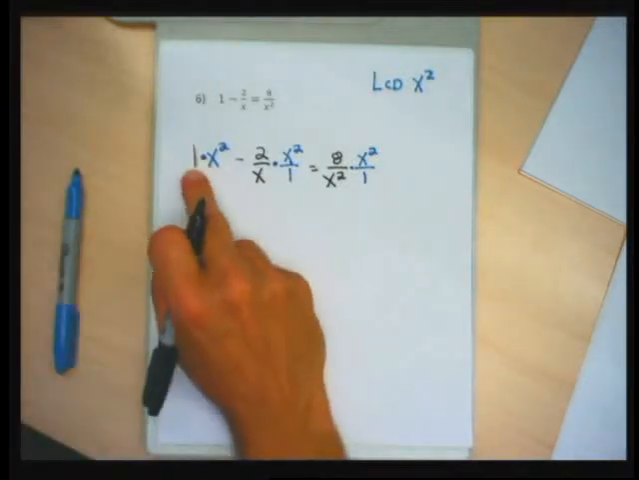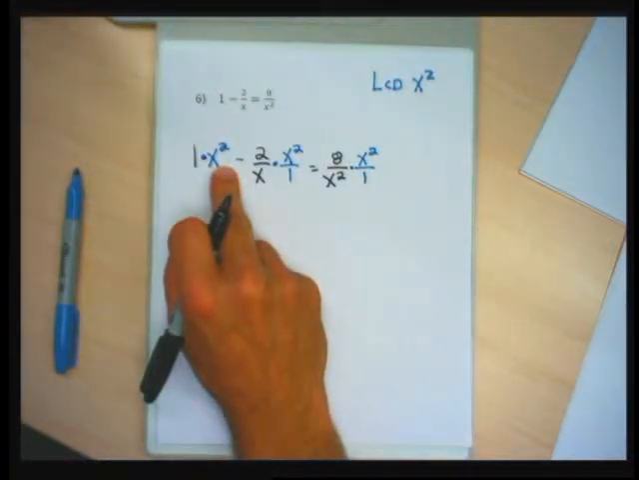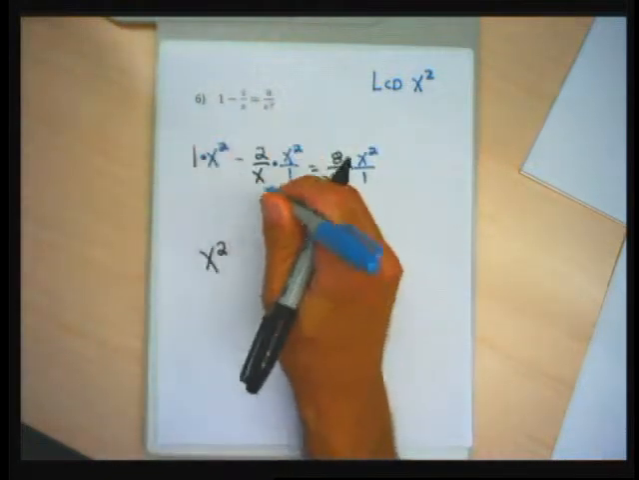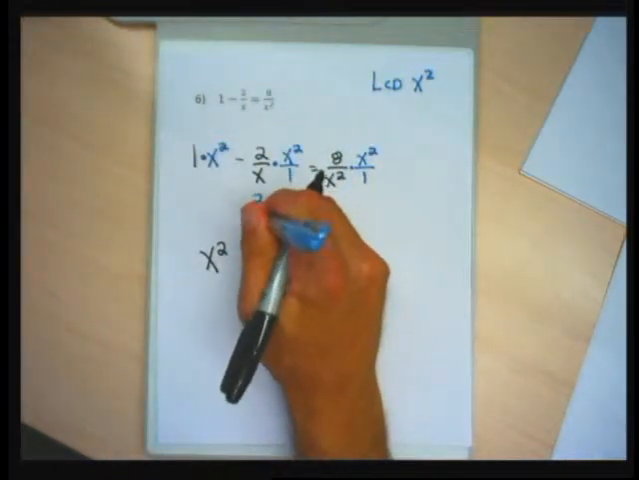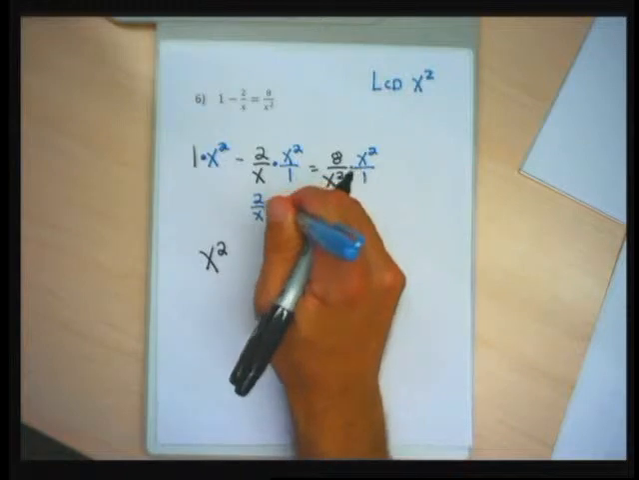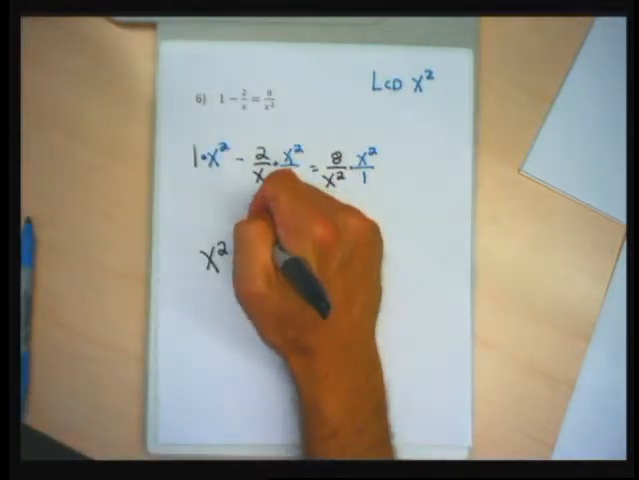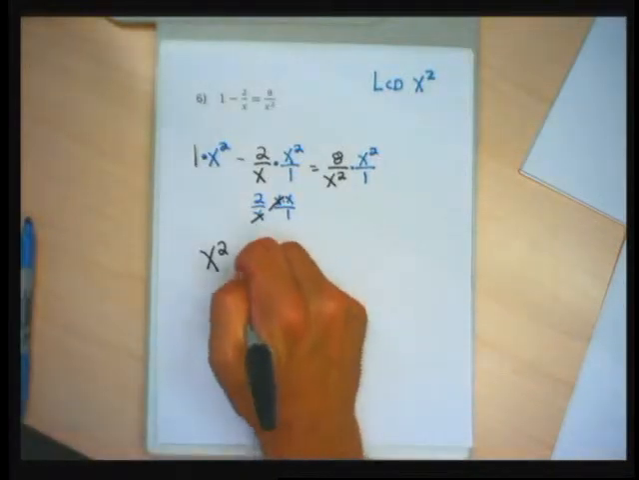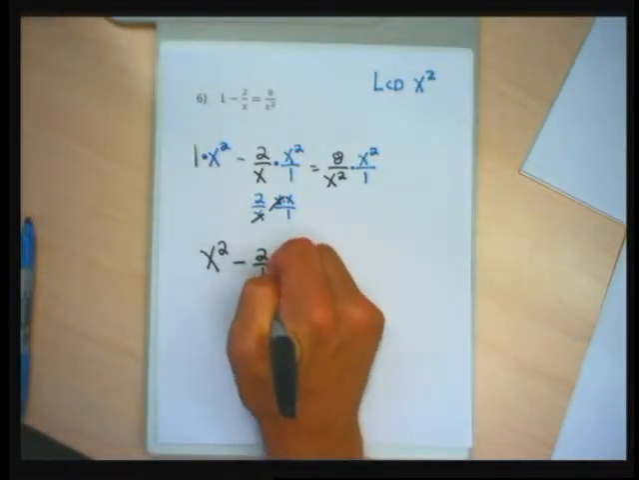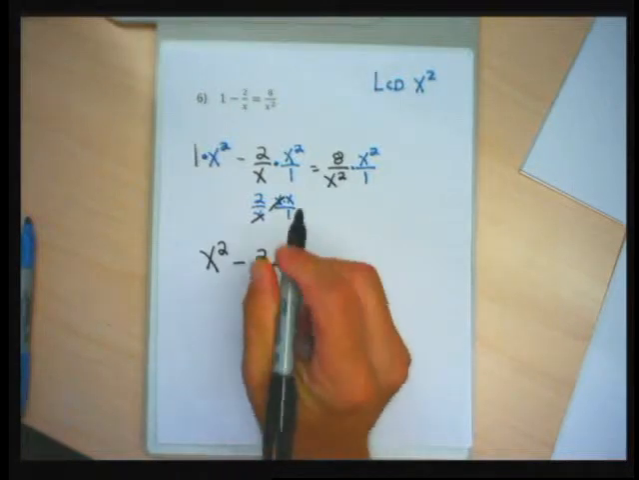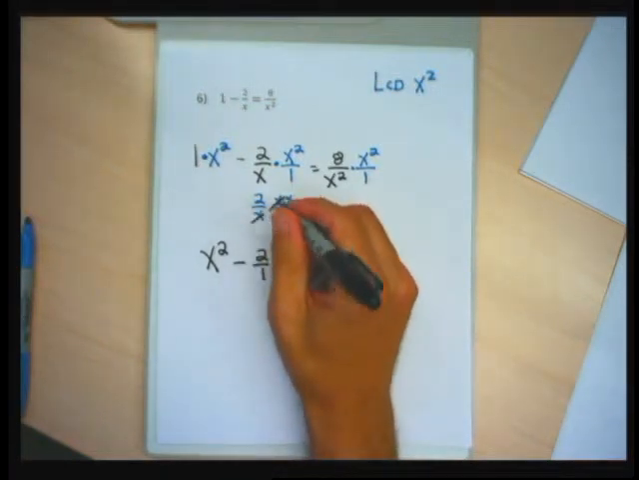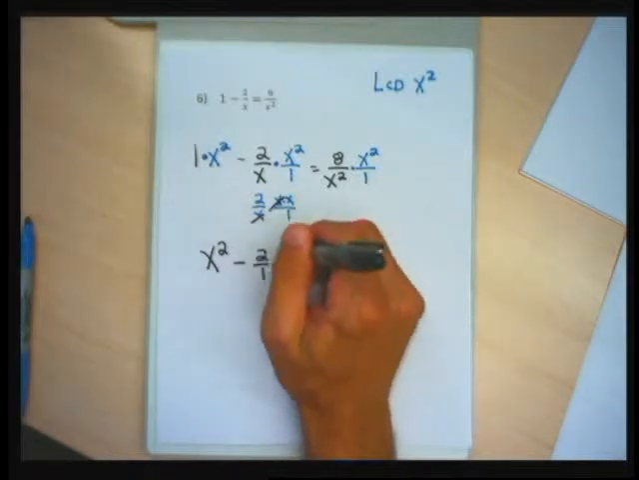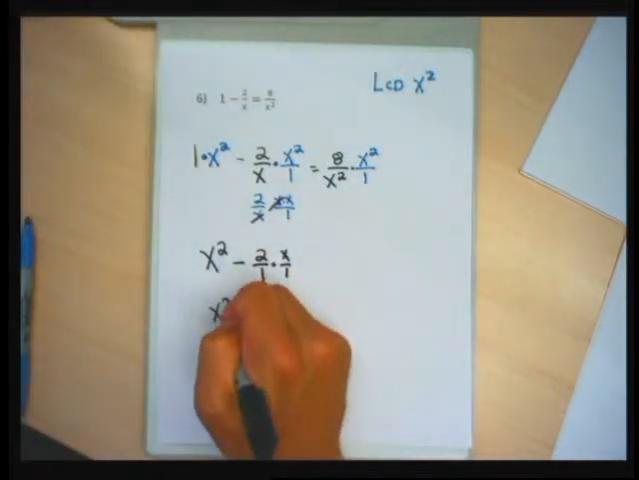The first piece, 1 times x squared, I can write 1x squared, or I can just write x squared. The second piece, this is really 2 over x times x over 1. And what cancels is an x. And what I'm left with is 2 over 1 times x over 1, because the x cancels and turns into 1. My denominators are 1, so I don't need to write a denominator anymore. And the numerators, when I multiply them together, I get a 2x.